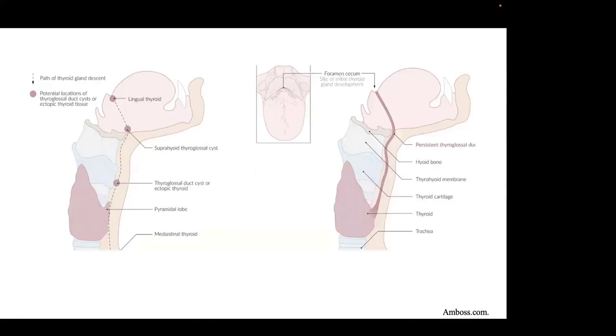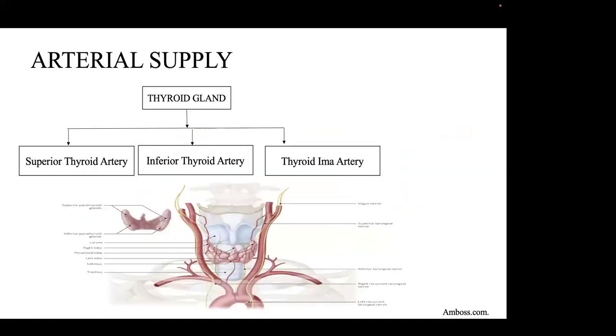So this is the path of descent of the thyroid gland, and therefore there can be various locations where the descent can get arrested. If the thyroglossal duct is patent, then it could form a thyroglossal cyst or a thyroglossal duct sinus, and lingual thyroid or aberrant thyroid. Going ahead, we shall go ahead.